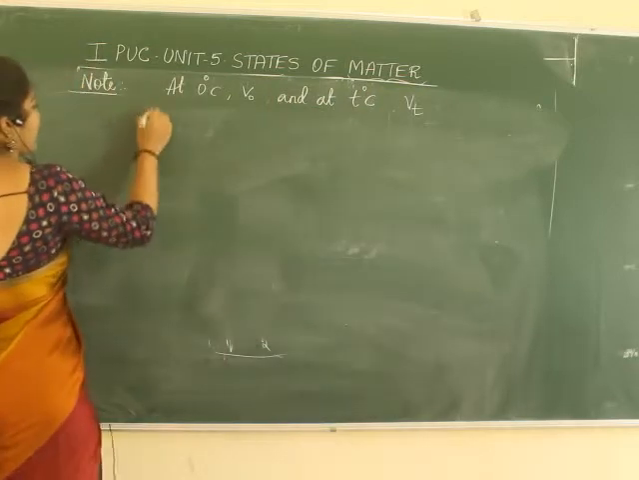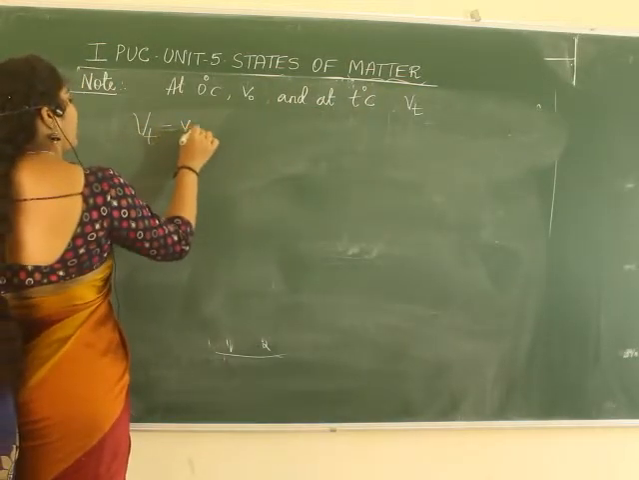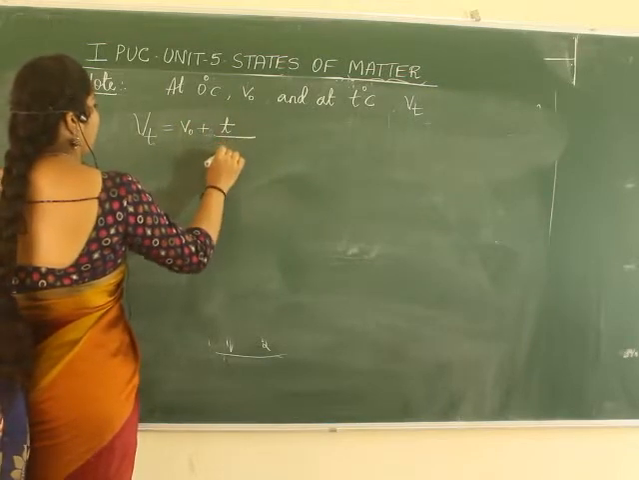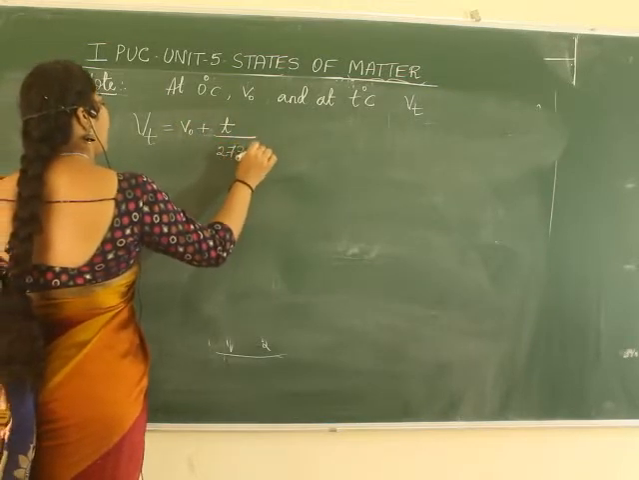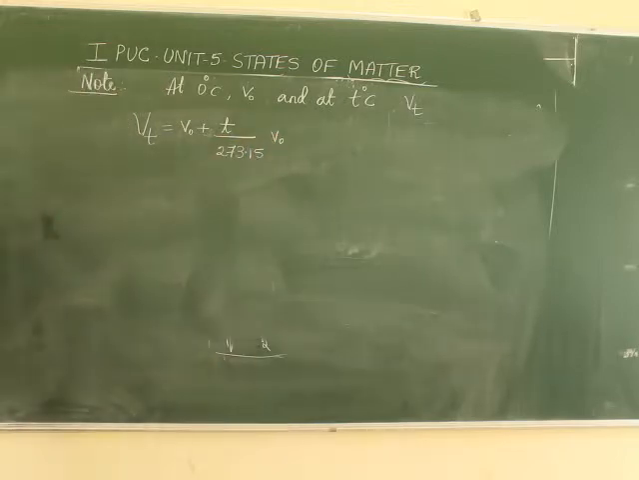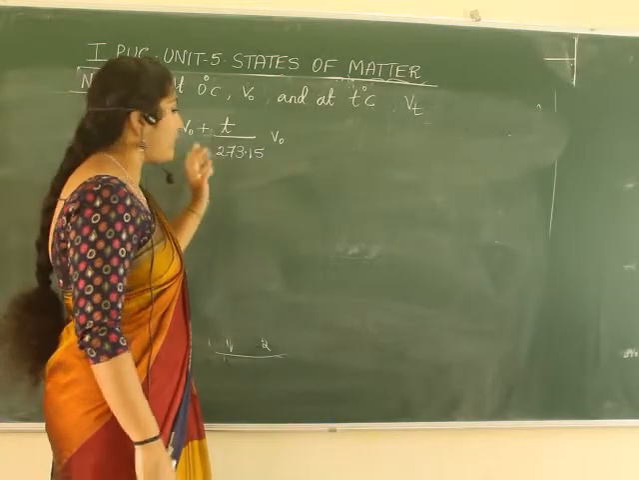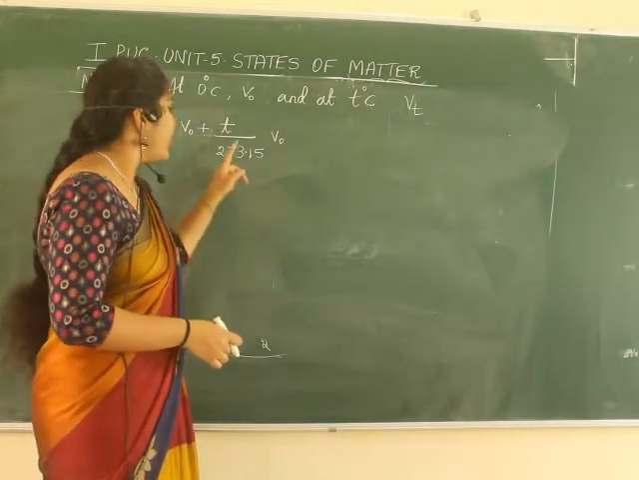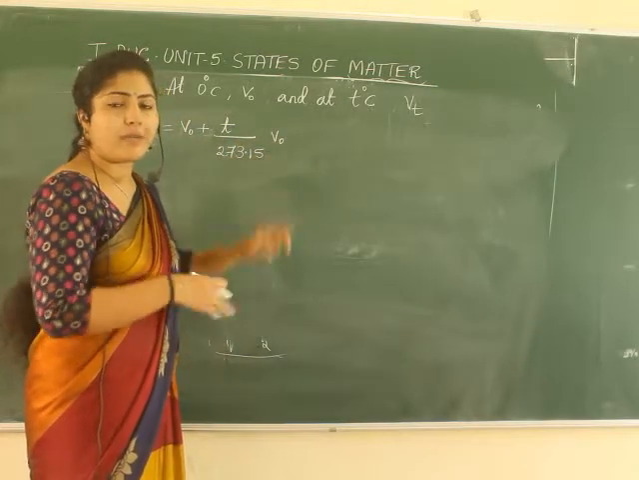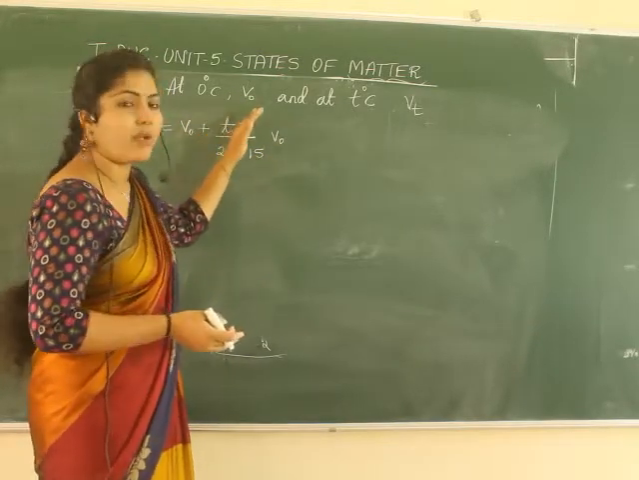Then the expression is Vt is equal to V naught plus T by 273.15 into V naught. This is the derived expression I am writing. That means with every rise in temperature, volume of gas increases by 1 by 273.15 of its original volume. Earlier the volume was V naught, isn't it? With every degree rise in temperature, the initial volume increases by 1 by 273.15 times.